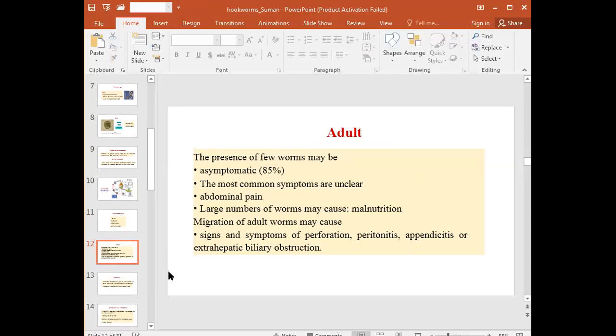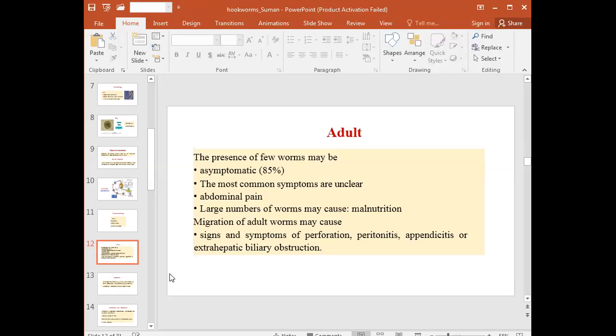The most common symptoms after infection are abdominal cramps or abdominal pain. And when a large number of worms is produced, the person will be under malnutrition. And then there is migration of the worms, and this migration can cause symptoms like perforation, peritonitis, appendicitis, or extrahepatic biliary obstructions.